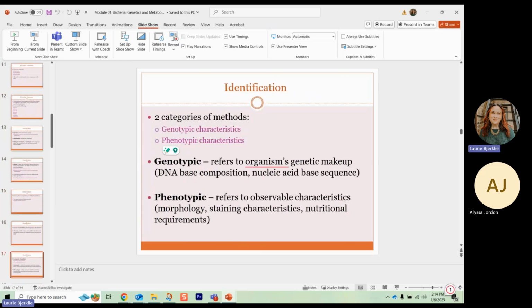Genotypic sounds like what it is: genes. When you think genes, you think DNA. So it's all based on their genetic DNA makeup. Especially as science advances, we get more and more ability to do this, and that's the world of what we call molecular biology. Molecular testing is always dealing with DNA, genetic stuff. So micro is getting to be crazily advanced compared to where it used to be.